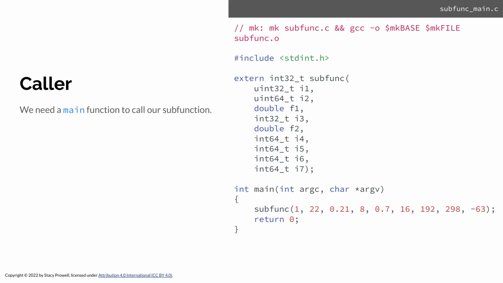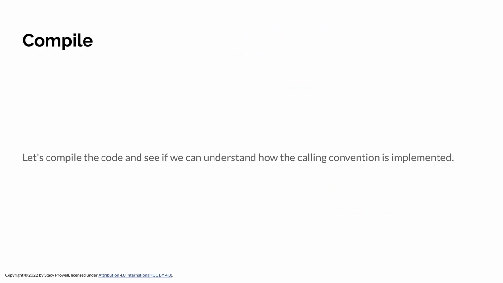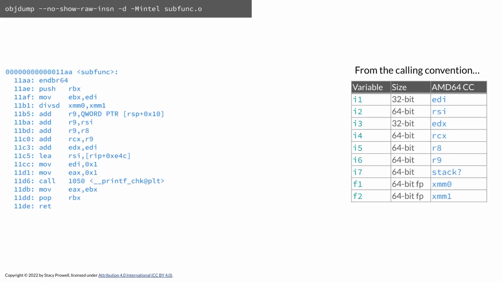So we need a main function to call our code, and here's our little extern thing. Here's our main function that's going to take some values to call it. So now you can actually build it and run it and play with it. Let's compile the code and see if we understand how it's been implemented. So here is the code for subfunc. Right? There it is. And here is what we know from the calling convention. We know that I1 is in EDI, I2 is in RSI, I3, and we know these floating points are in XMM registers, and we know I7 is on the stack. So let's see what's going on. Maybe we can map all of that to what's going on.